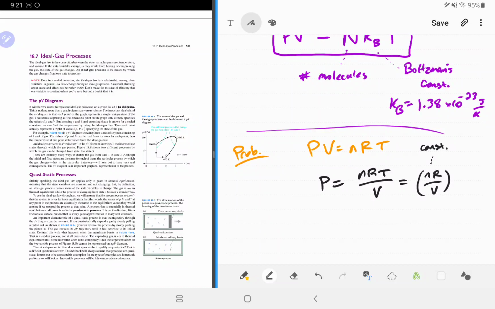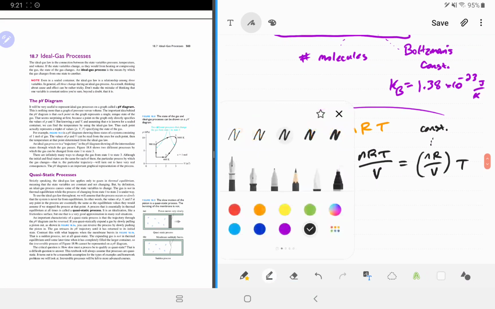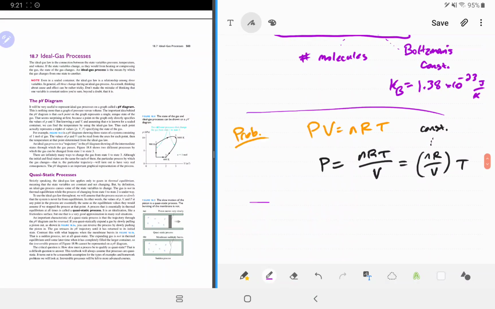But notice how it depends on the problem. You know that another problem could have the volume changing. So n times R over V are constant, and temperature. So in this problem, if temperature is going to go up by a factor of 4/3, remember, absolute temperature goes up by a factor of 4/3.